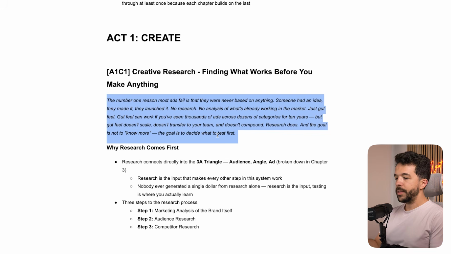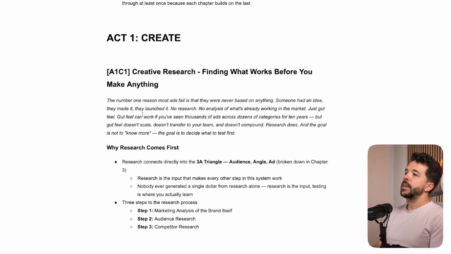you have a solid research behind and you're making your decisions based on that research, you can have educated guesses on what to test out next. And this is how you do it. And by the way, when I say that gut feel can work if you've seen thousands of ads across dozens of categories for 10 years, works a little better, but still doesn't work 100% of the time.